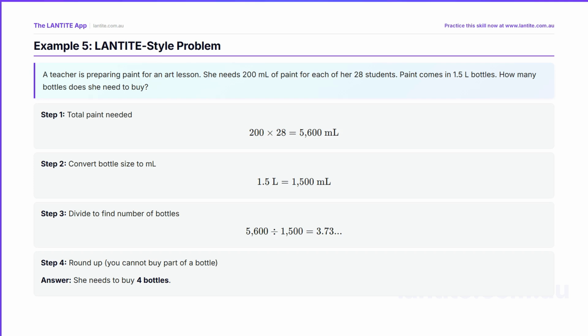Here is a classic LANTITE question. A teacher needs 200 milliliters of paint for each of 28 students. Paint comes in 1.5-liter bottles. How many bottles does she need? First, calculate the total. 200 times 28 equals 5,600 milliliters. Next, convert the bottle size. 1.5 liters is 1,500 milliliters. Divide 5,600 by 1,500 to get 3.73. But you cannot buy part of a bottle, so we must round up to 4 bottles. Always round up when the question asks how many containers you need to buy. This is a very common LANTITE trap.